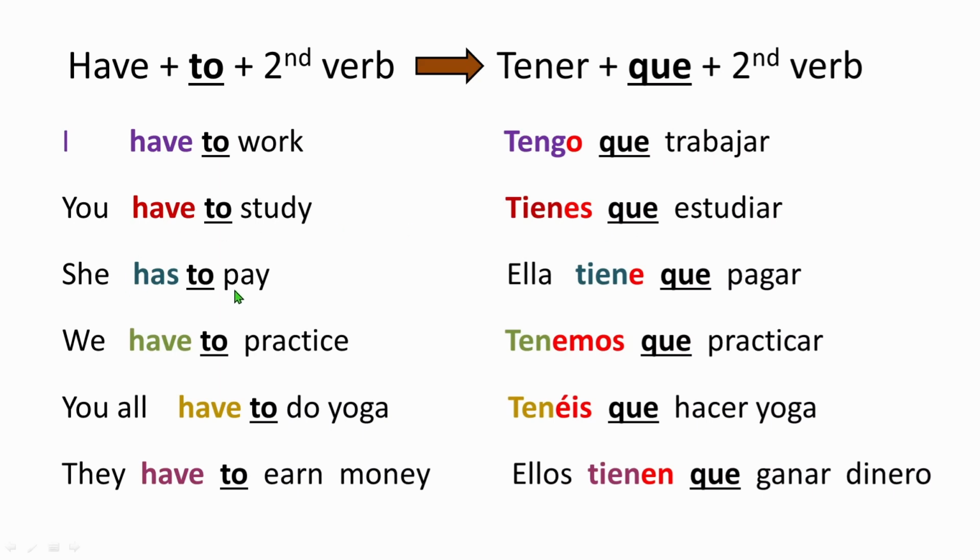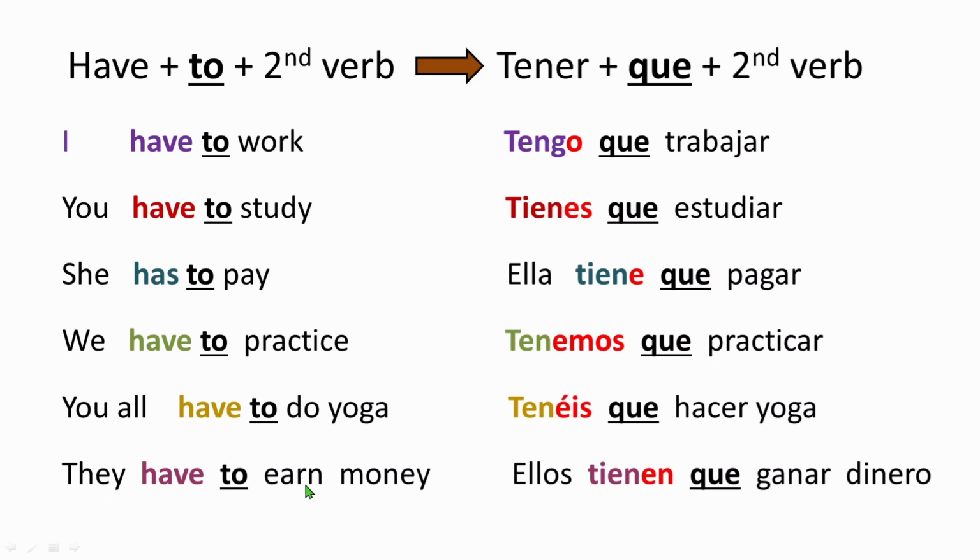She has to pay. Ella tiene que pagar. Ella tiene, has, que, to, pagar is pay. We have to practice. Tenemos que practicar. Easy. Tenemos is we have, the rest you know. You all have to do yoga. Tenéis que hacer yoga. Tenéis is you all have. Okay. Hacer is do. And yoga, you know that.